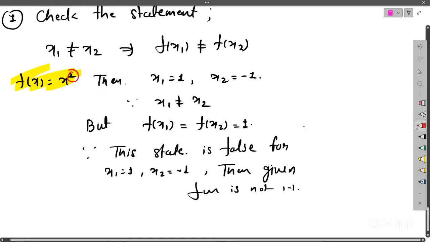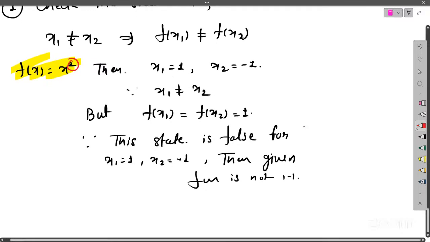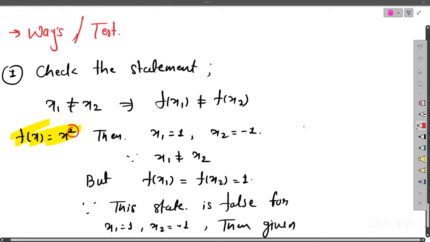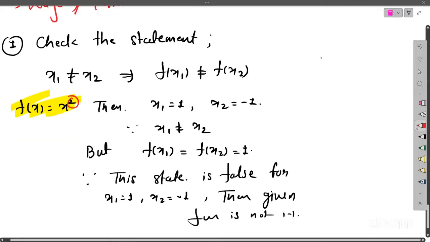That is the best test we can use for checking. In this type of question, the best approach to find the injectivity is to take one example for x square and do the square, and we get that it is not injective. I'll take one example. But the horizontal line test, without a graph, we will not be able to do.